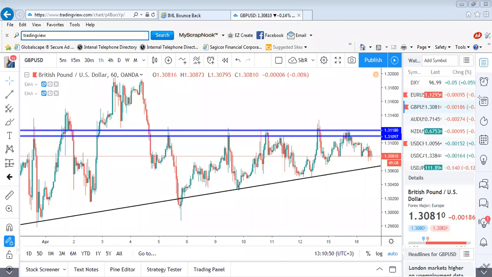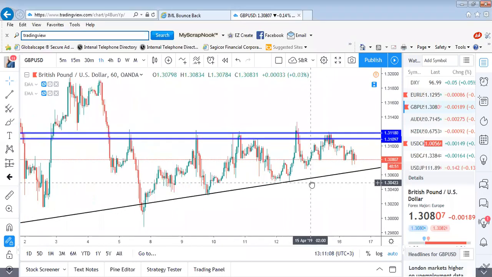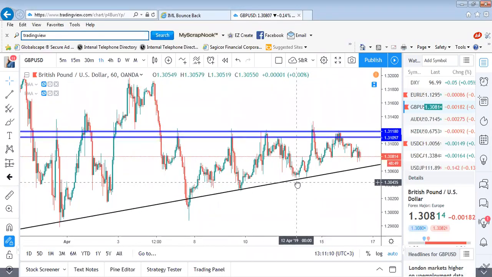Good. So I'm going to go straight to TradingView and look at GU actually. I actually drew up this trade on Saturday. This is the 1 hour time frame. I'm just going to go out.